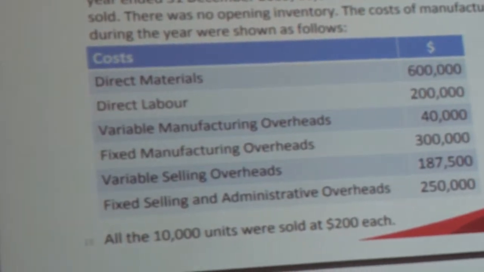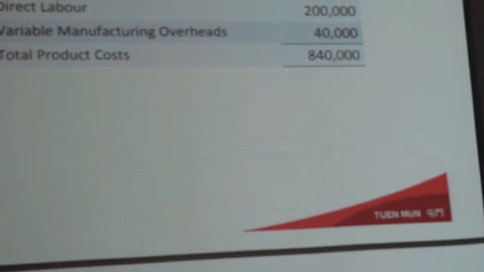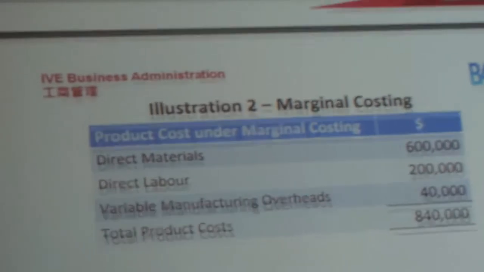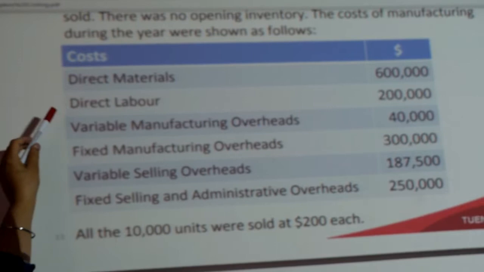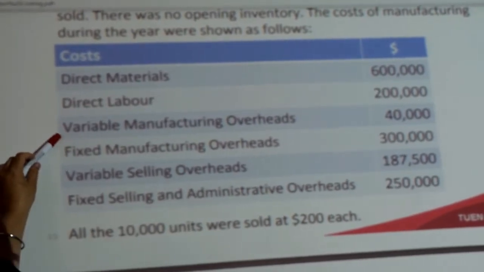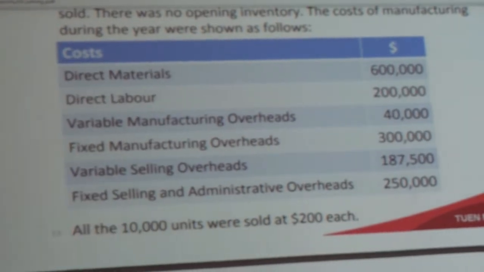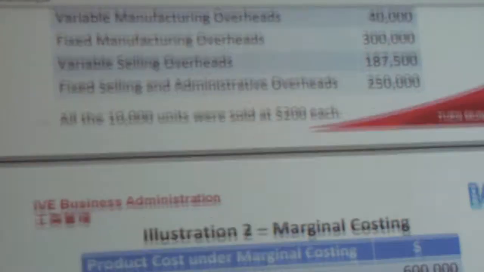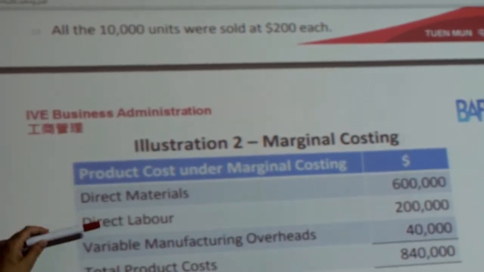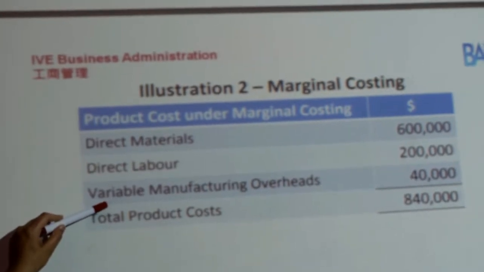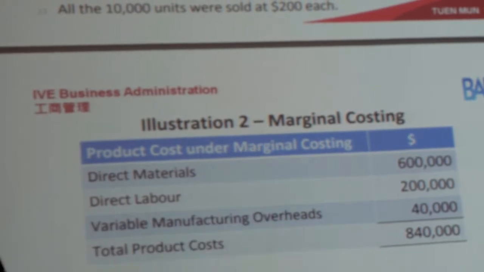So quickly looking at the statements, what they have done here is they have combined the first three elements. So direct material, direct labor, and variable manufacturing overheads, these three are treated as product cost. And on this slide we have combined them together to say this is the total product cost, which is direct material, direct labor, and variable manufacturing overheads. Yes. Because these three are the combination of product cost under marginal costing.